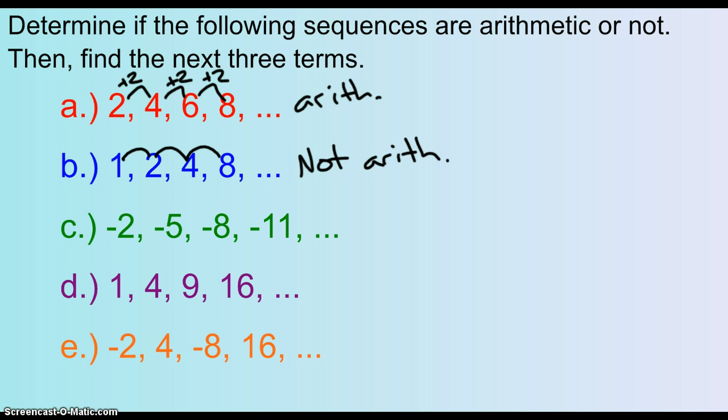All right, so if we check out C, looks like this is decreasing, and that's okay. A common difference can decrease as well. So let's see, from -2 to -5, we are subtracting 3. From -5 to -8, we are also subtracting 3. From -8 to -11, we are subtracting 3. This is arithmetic.